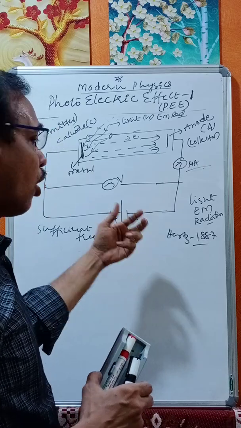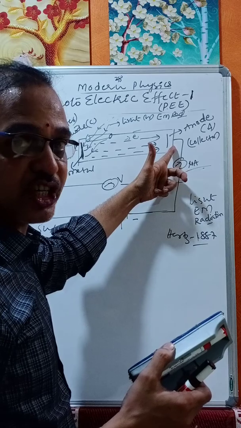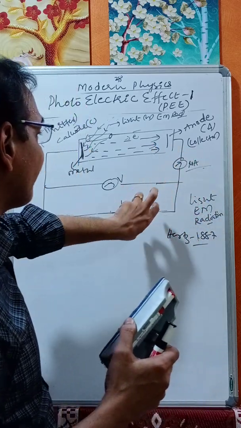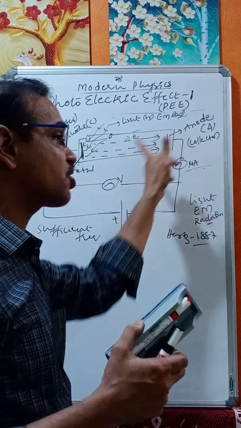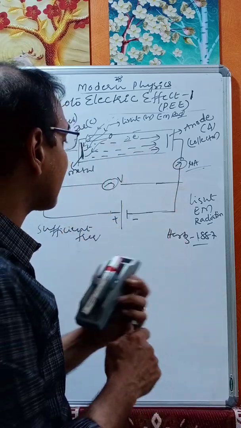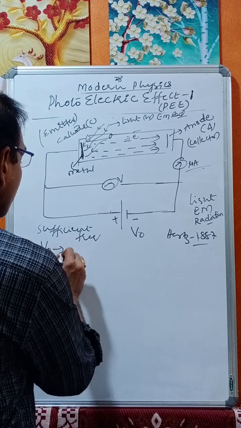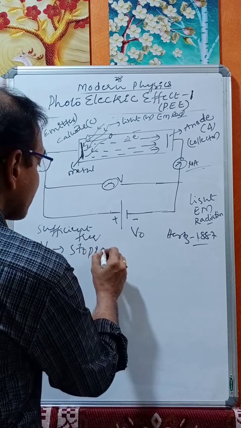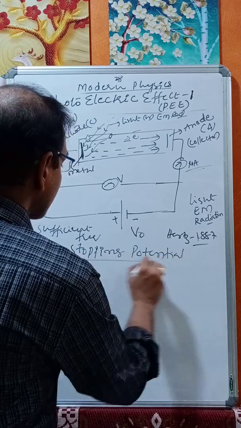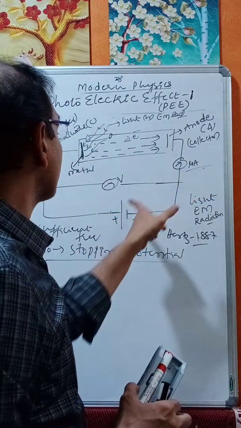Initially, maybe some fast moving electrons reach the collector. But if I further increase the reverse potential, if I increase the negative potential here, what happens? At some point, all the electrons stop reaching the collector, and that potential is called the stopping potential, V0. V0 is called the stopping potential. Very important.